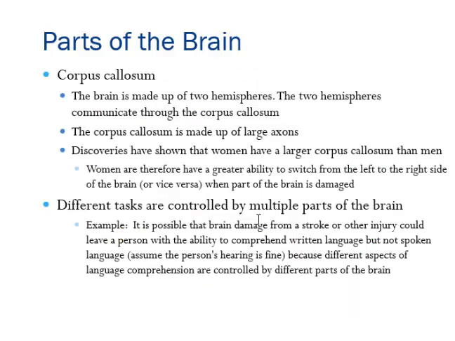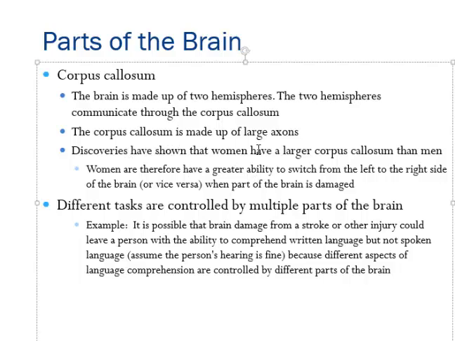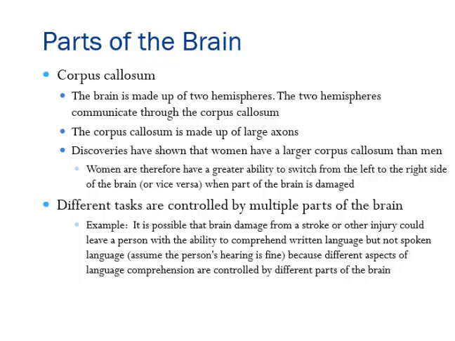Discoveries have shown that women have a larger one than men, and therefore have a greater ability to switch from the left side to the right side of the brain when part of the brain is damaged. Now, there's a lot of talk, especially in psychology, about what the left half of the brain takes care of and what the right half takes care of, and that's all fine and good, but the point is the entire brain controls voluntary activity. Different tasks are controlled by different parts of the brain.